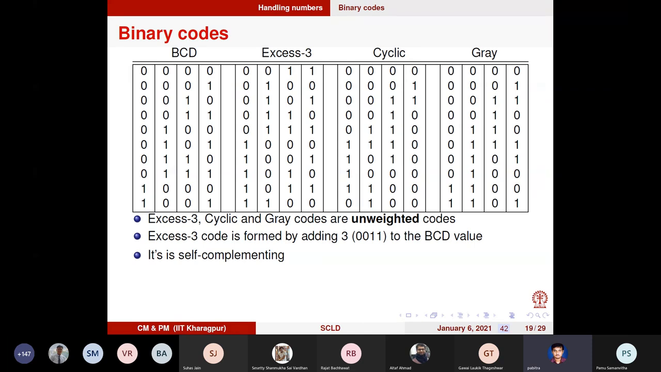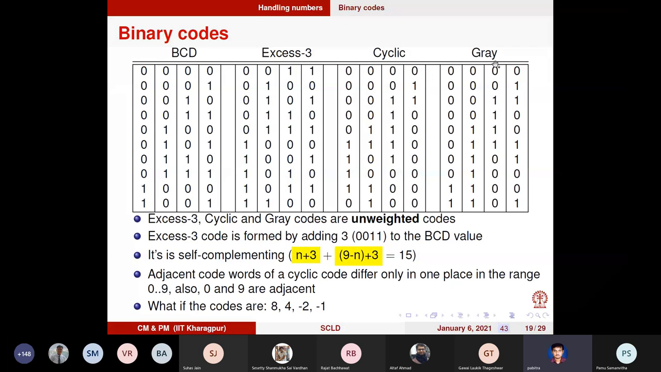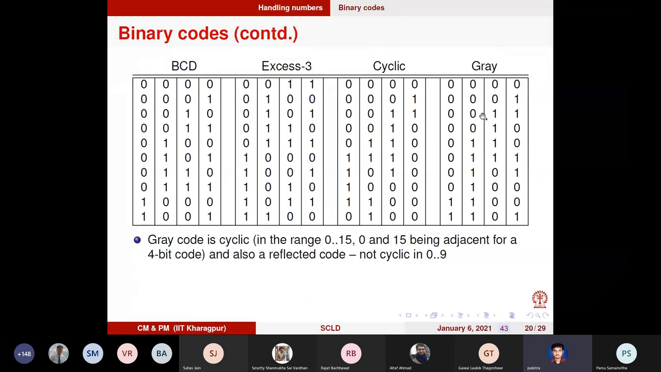So we have already seen 2 properties. We have seen the self-complementing property. We have seen the cyclic property. They have their advantages. Now we will construct one code which has both the cyclic and self-complementing properties, which is the gray code. Okay, I will explain what gray code means. Let me just use the pen.